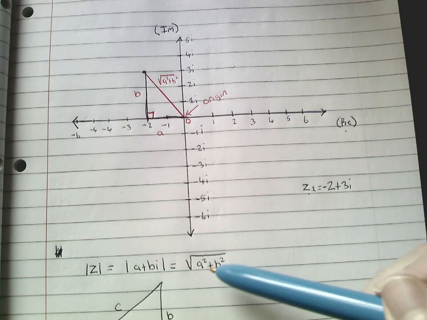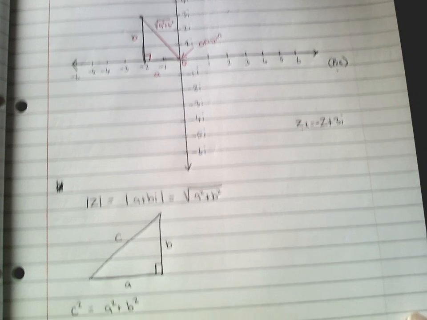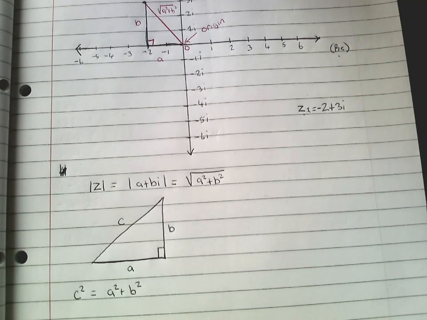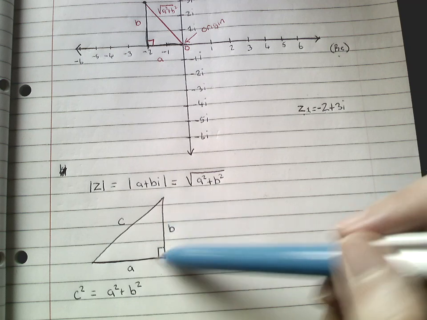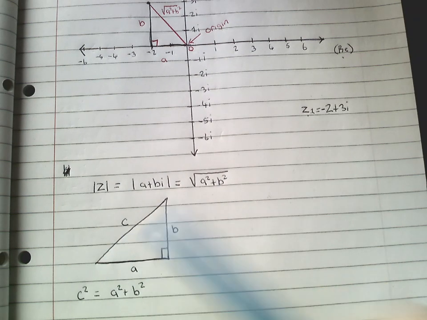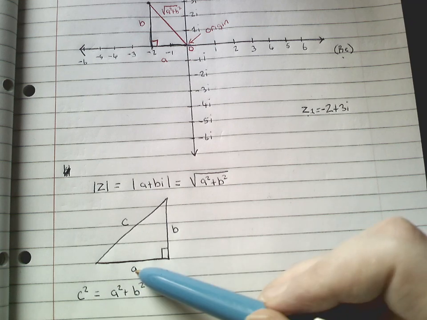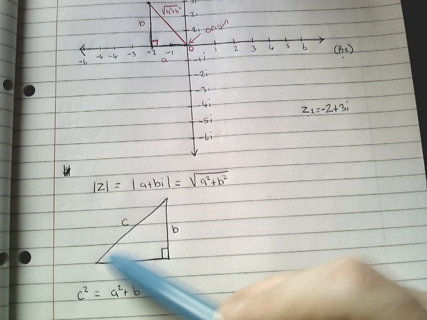To try and understand this, we need to go back to Pythagoras' Theorem. If you have a right angle triangle, with the length of this side here being c, then c squared is going to be equal to a squared plus b squared. That's how we work out the length of this.